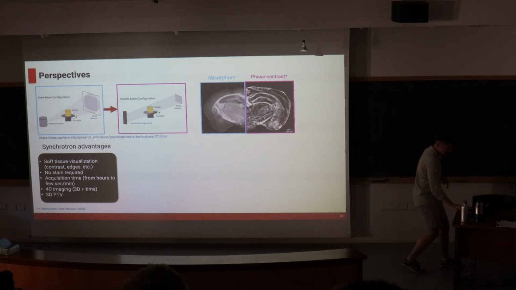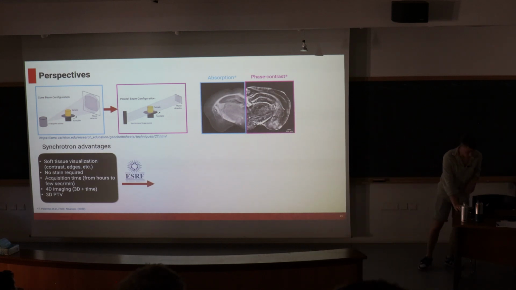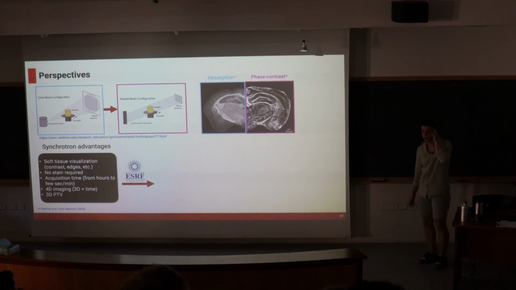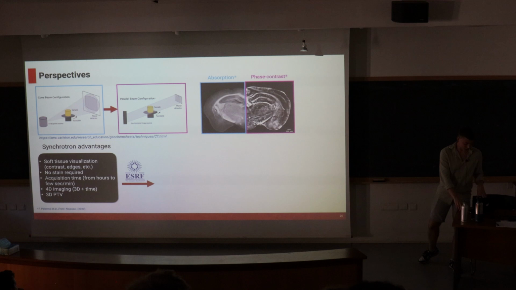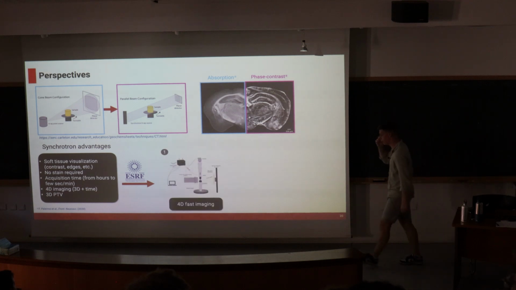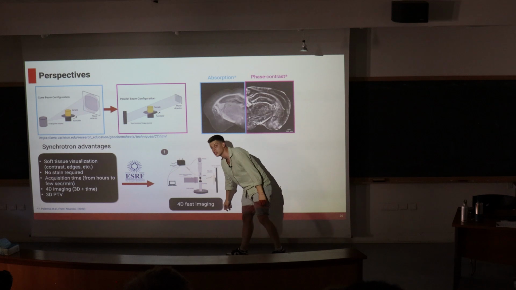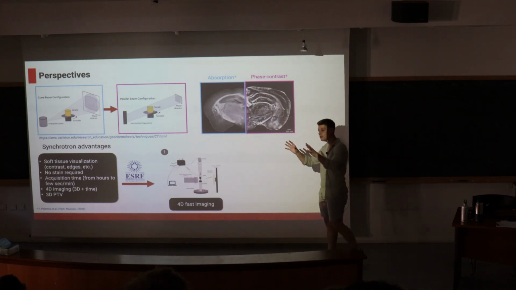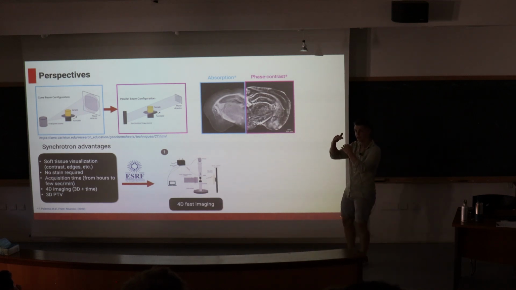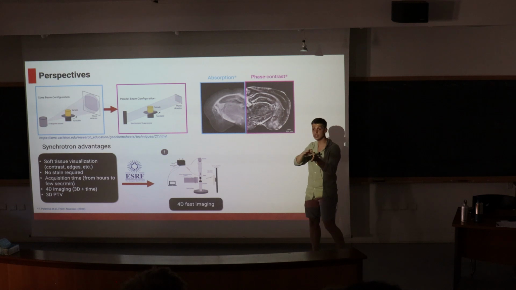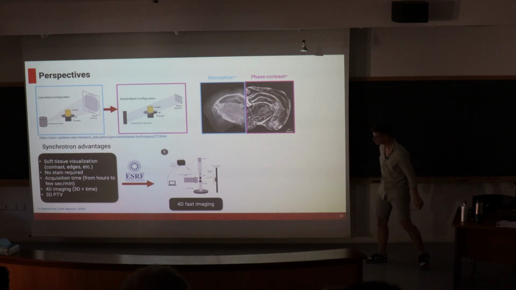So basically, what we want to do is go to the ESRF, the synchrotron in Grenoble, okay, to perform two experiments. The first one is to put our macropress inside the synchrotron and perform what we call 4D fast imaging. That means to have at the same time the deformation and the mechanical properties. So 4D for 3D, okay, plus the time.